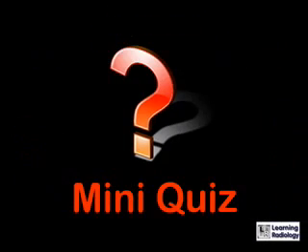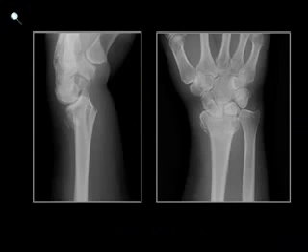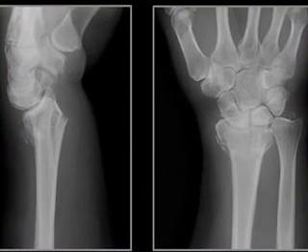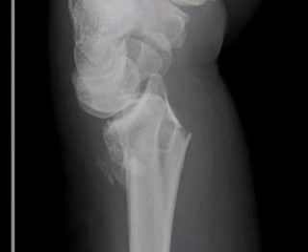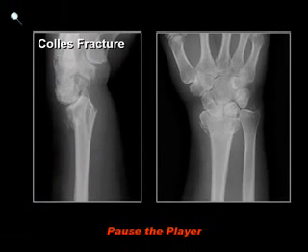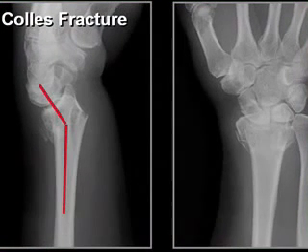Now it's time for your mini quiz. Pause your computer or MP3 player and take a look at this frontal and lateral wrist on a patient who fell on their outstretched hand. What kind of fracture is this? This is a Colles fracture. There is a fracture of the distal radius with dorsal angulation, classical for the description of a Colles fracture.